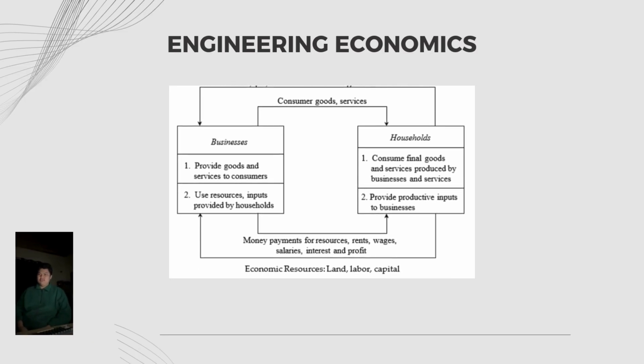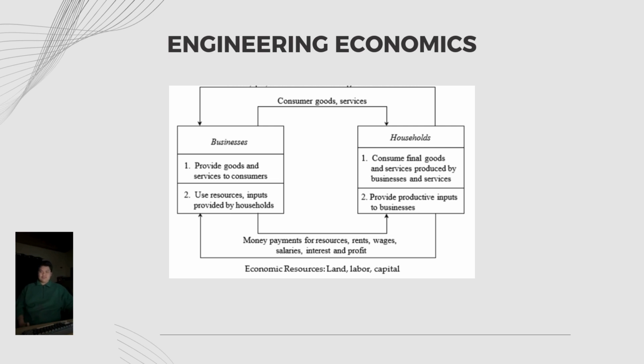The flow of goods, services, resources, and money payments in a simple economy are shown in this figure. Household and business are the two major entities in a simple economy. Business organizations use various economic resources like land, labor, and capital, which are provided by households to produce consumer goods and services, which will be used by them.